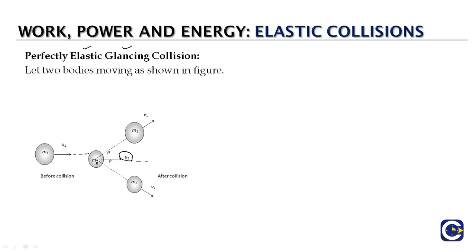Then what would happen is, after the collision, both the particles will start moving in a plane. So we call this a glancing type of collision. And what we see over here is the initial velocities of the particles will not be in the same line, but they will be in the same direction.